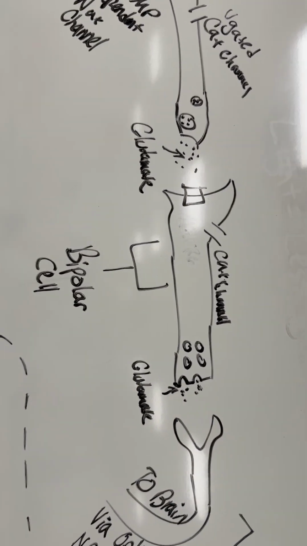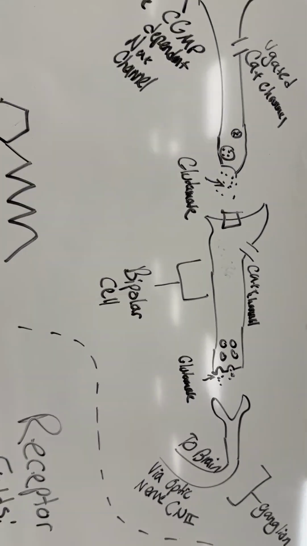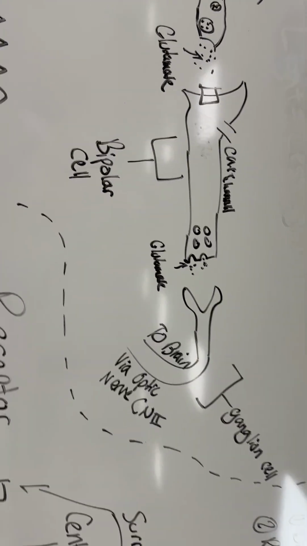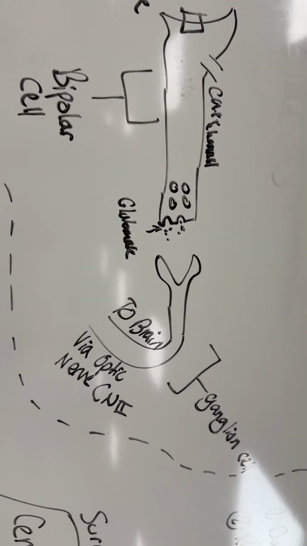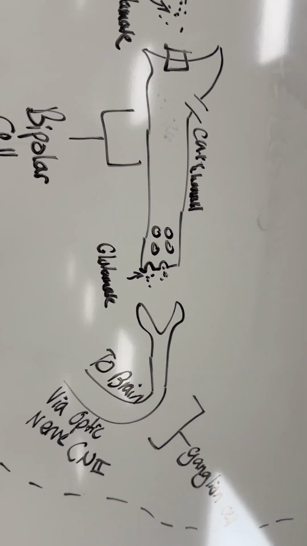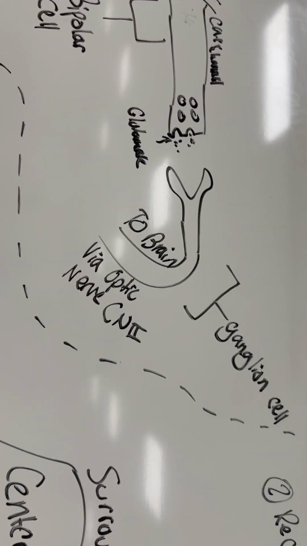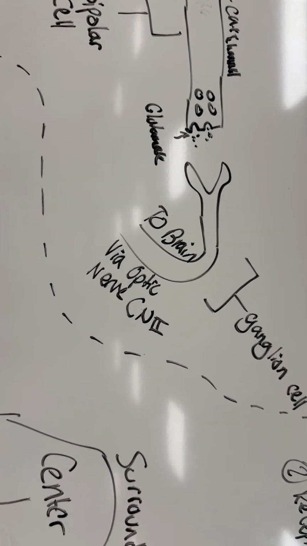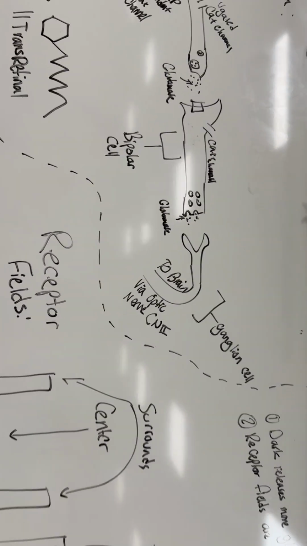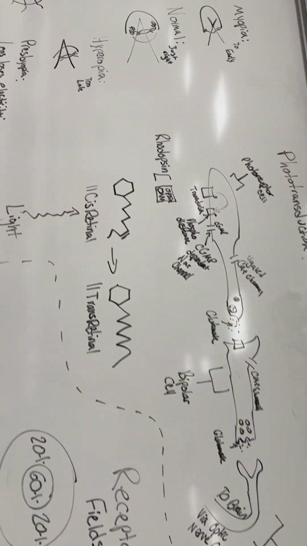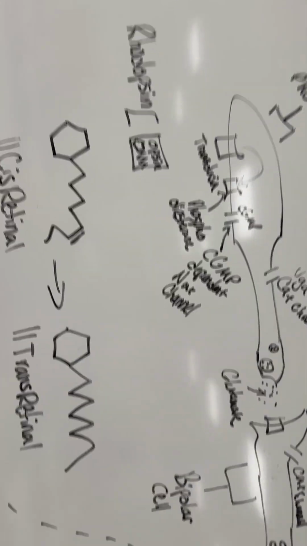So in the light, this calcium channel is open, and that's going to cause the release of glutamate onto this neuron, onto this ganglion cell here, which is going to leave and go to the brain via the optic nerve, which is cranial nerve 2. So that's what happens in the light.